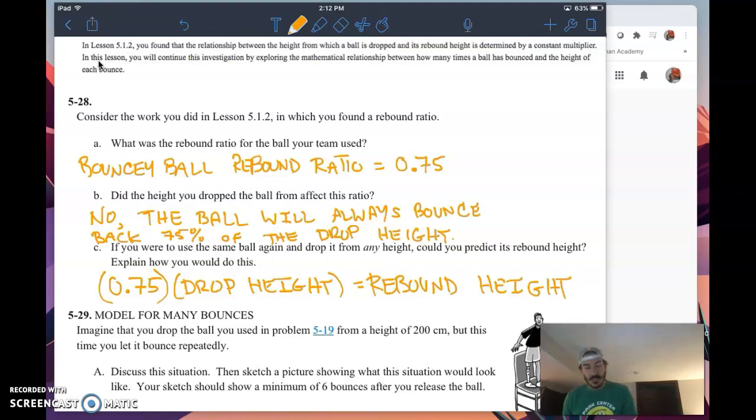And then part C is actually pretty important because it's going to help us start to formalize this in terms of an equation. Part C says if you were to use the same ball again, drop it from any height that you wanted, could you predict the rebound height? And the answer is yeah. We could always take that rebound ratio, multiply it by whatever our drop height is, and that's going to give us our rebound height. And that will work 100% of the time, okay?